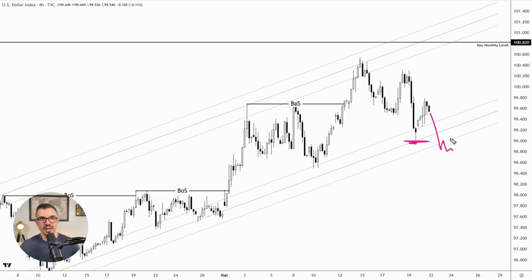Okay, now alternatively, if, like I said, we were to come back here, take out this low down here, and then give us something to work with next week, right? Then we could be looking at a potential bottom here, but I'm not rushing into anything. I really want to see what develops early next week.